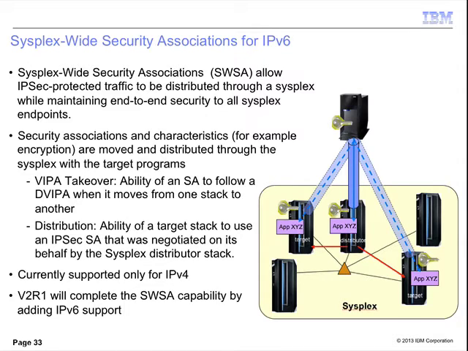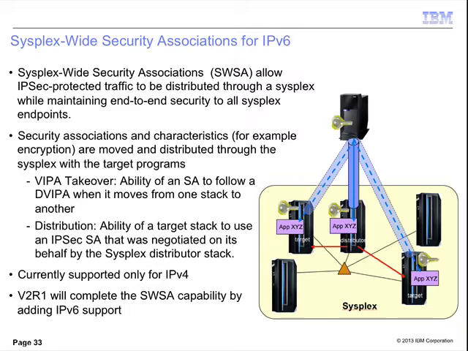When I was talking about policy-based routing a few minutes ago, I pointed out that that was one of the last major functions that needed IPv6 enablement. Here's the other one, Sysplex-wide security associations. This has been around a long time for IPv4. Sysplex-wide security associations for IPv4 was implemented, I think, in V2R1. It's been at least that long.